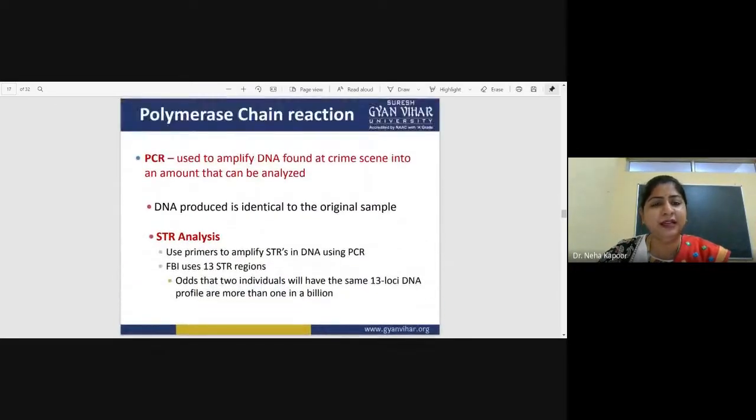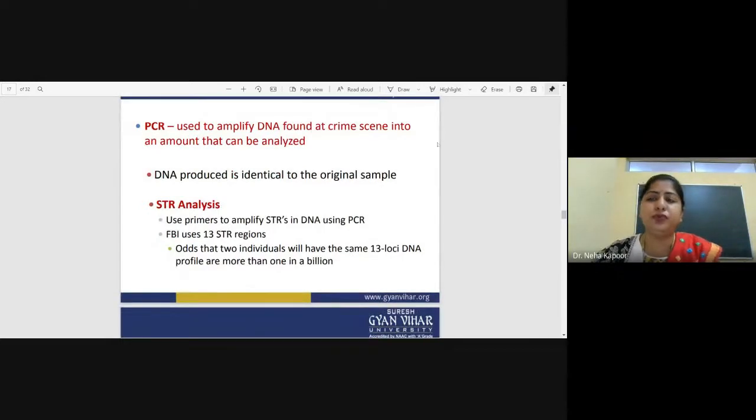Once this is done, we can also use the polymerase chain reaction technique, which is used to amplify DNA found at the crime scene. If the amount is very small, in that case we can go for the polymerase chain reaction. Then we go for STR analysis, that is short tandem repeats. As I told you, there are 13 STRs that have been reported by the FBI. So you can go on to amplify those STRs.